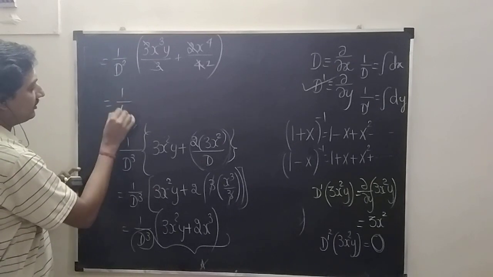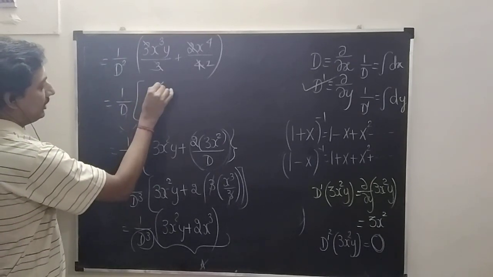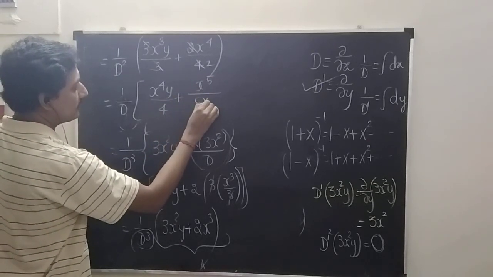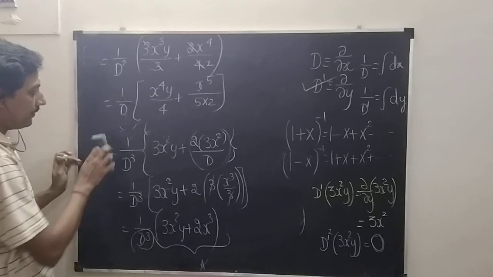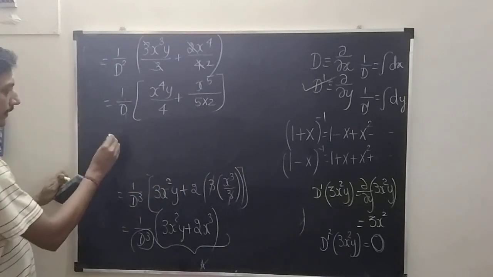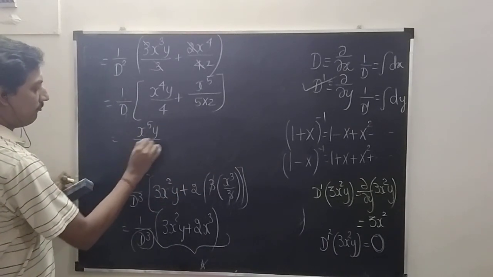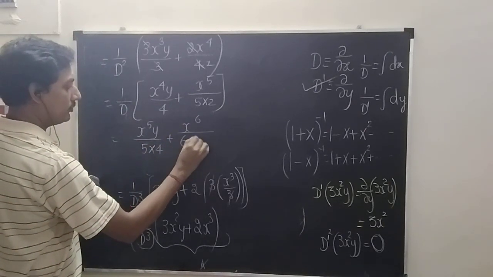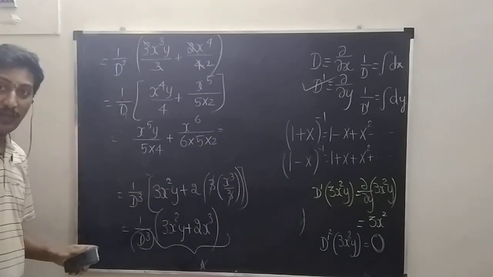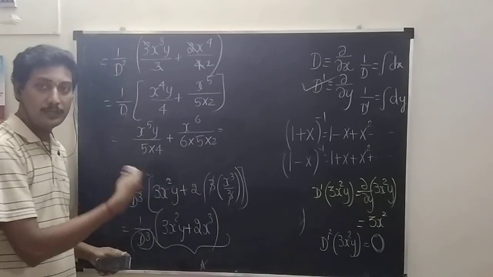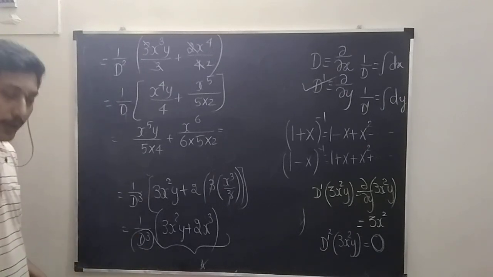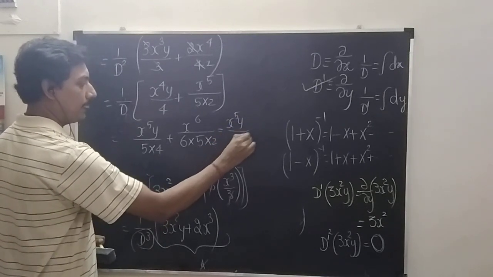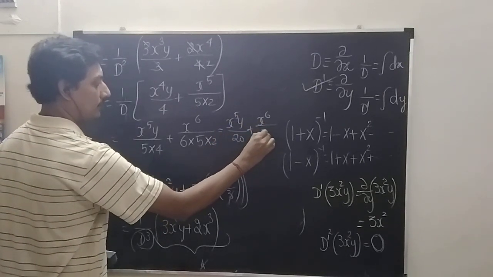Once again, the second time integrating with respect to x, I get x to the power 4 y by 4 plus x to the power 5 by 5 into 2, because 2 is already there. And the last time integrating with respect to x, I get x to the power 5 y by 5 into 4 plus x to the power 6 by 6 into 5 into 2. So we have almost reached the final stage because there are no operators left. So this is my required particular integral: x to the power 5 y by 20 plus x to the power 6 by 16.